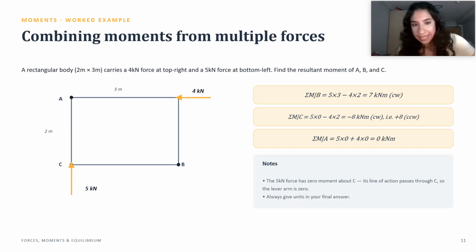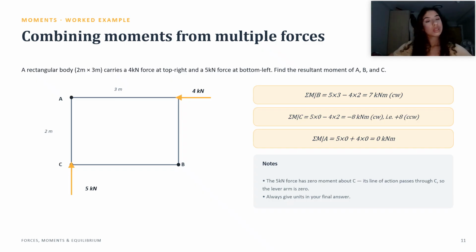So we get 15, and then we have 4 kilonewtons, which is acting vertically away from the pivot B, and the distance is 2 meters, so 4 times 2. The direction that is going is this way, counterclockwise, so we'll give it a negative moment. So now we have 15 minus 8, that is 7 kilonewton meters, and because it is positive, and we said clockwise is positive, that means the direction is clockwise.